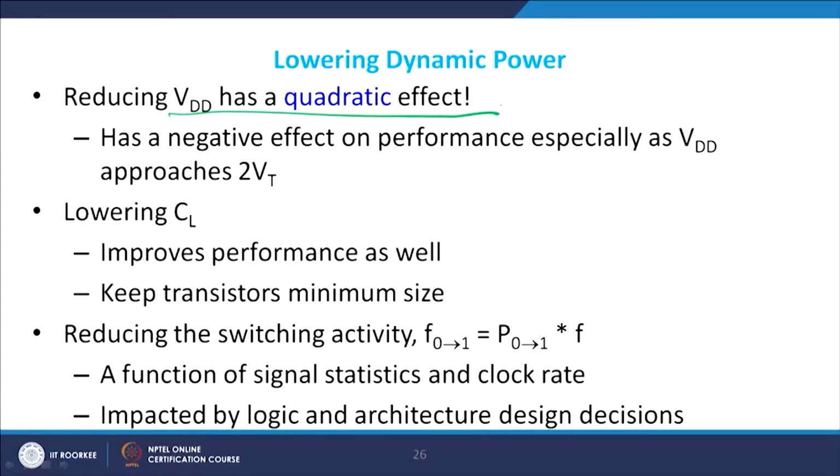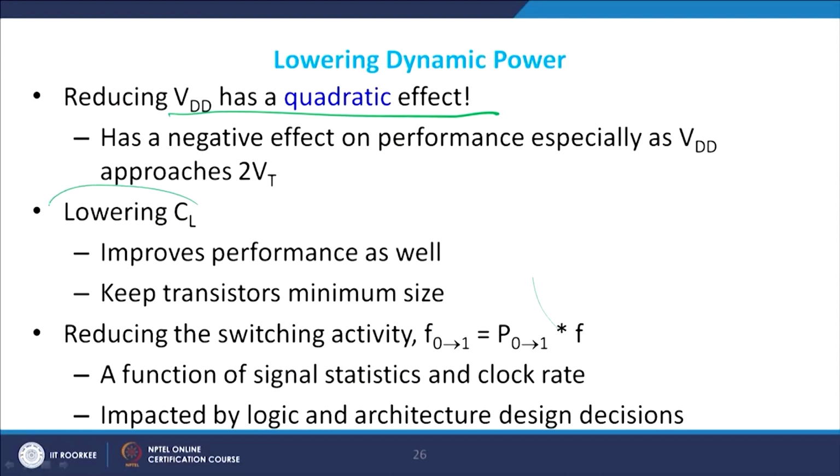Now, if you look carefully, how do I lower my dynamic effect? Since VDD has a quadratic influence, even if you halve your VDD, which is the power supply, that will lower your power dissipation by 1/4, and that is quite an interesting phenomenon people have observed. Lowering CL will of course mean that you will be able to improve your performance, because when your capacitive load reduces, you achieve much better performance.